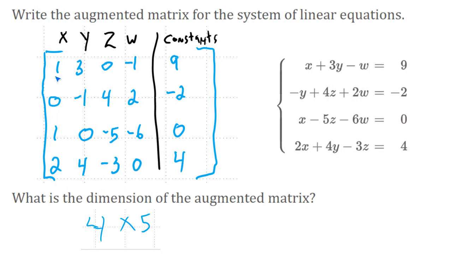So here we have 1, 2, 3, 4 rows, so I write down my 4. And then I have 1, 2, 3, 4, 5 columns. So my dimension would be a 4 by 5.